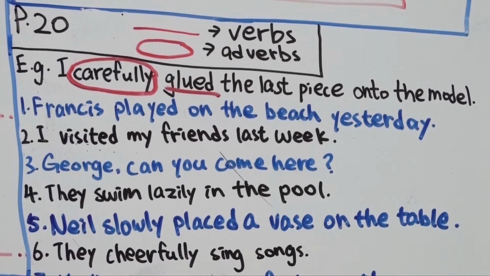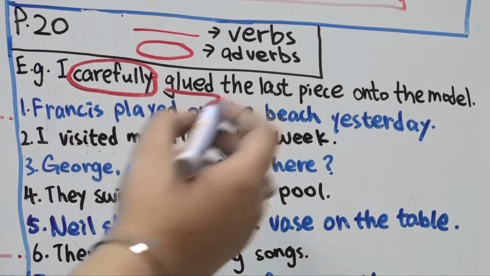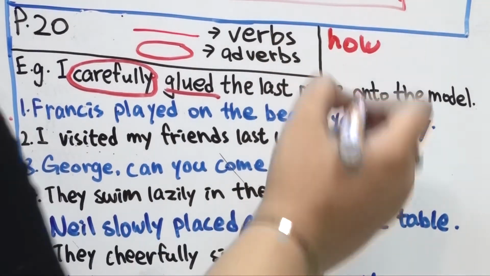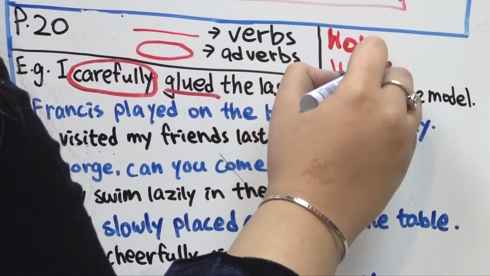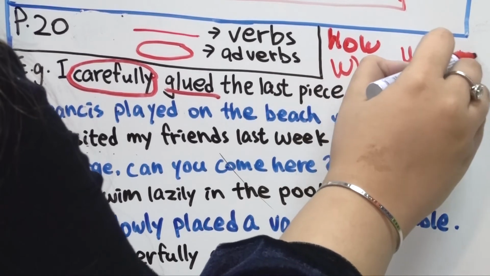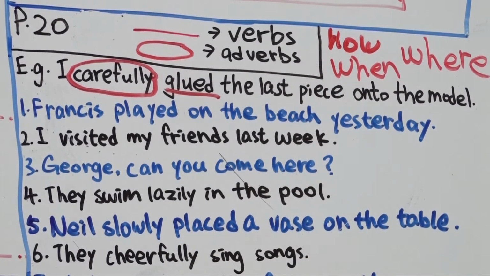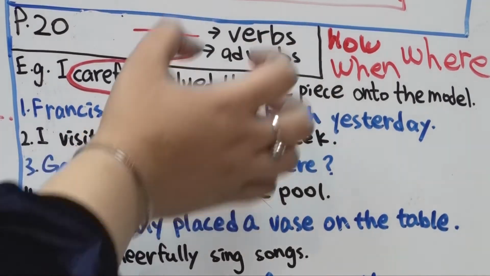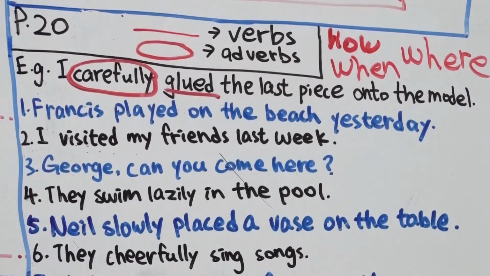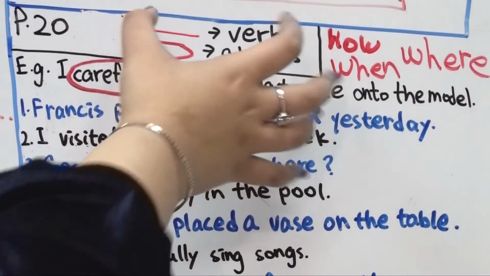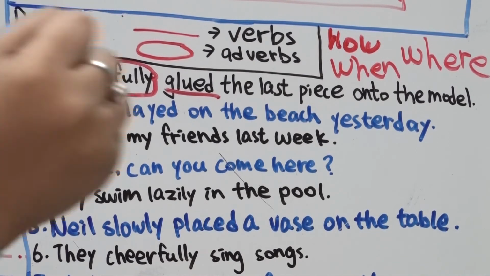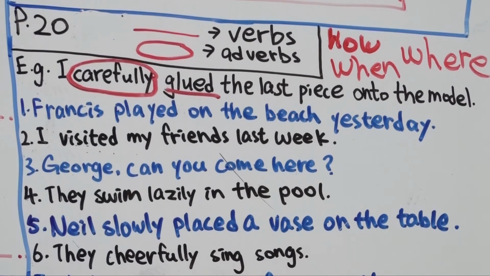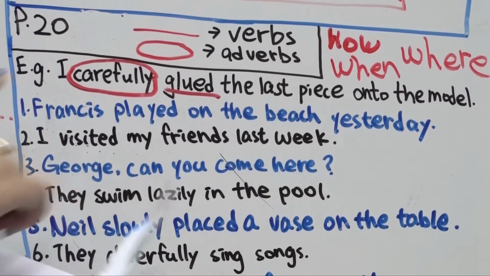Remember what is an adverb? An adverb tells you how, when, and where an action happens, right? This is an adverb. All you have to do is circle the adverbs, okay? And underline the verbs. Remember what is a verb? A verb does action, okay? Underline the verbs. Let's look at the example in your book, page 20, okay?